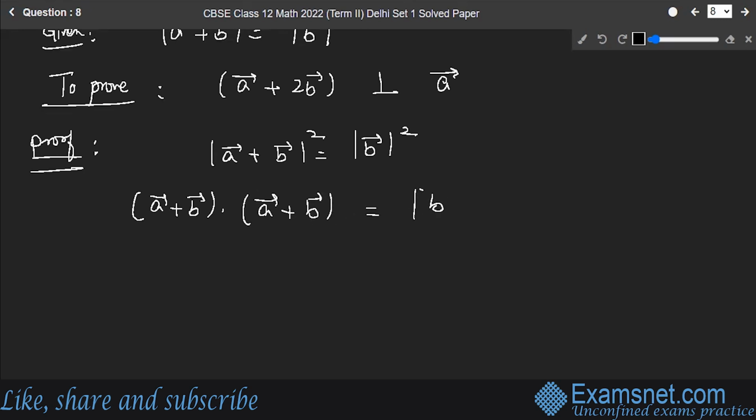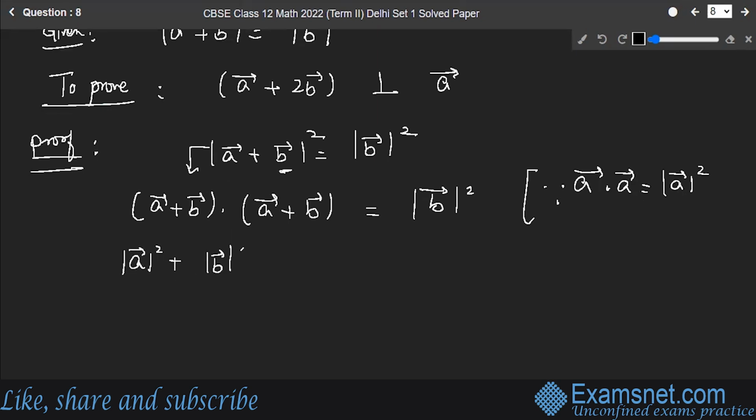Right, that is equal to the magnitude of B vector square. What I am using in this question is that the dot product of two same vectors is equal to the square of the magnitude of that vector. So that's why this can be written like this. Now let's open this. This is equal to the magnitude of A vector square plus magnitude of B vector square plus 2 into the dot product of these two vectors.